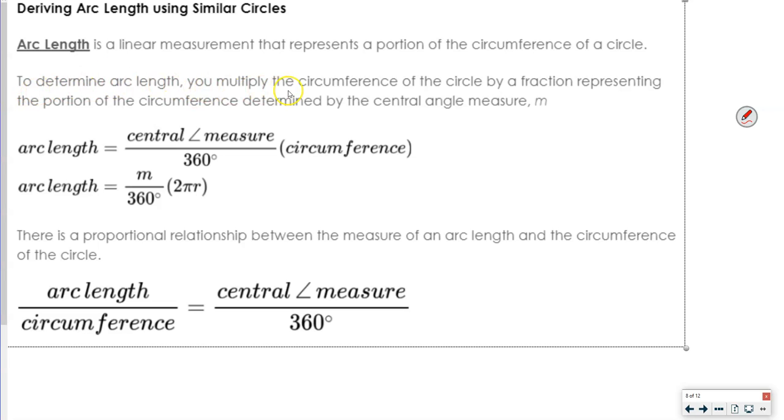It says to determine the arc length, you multiply the circumference of the circle by a fraction representing a portion of the circumference determined by the central angle measure M. So arc length is equal to the central measure divided by 360 times the circumference, okay? So arc length is equal to the measure of over 360 times 2 pi r, because that is the equation for our circumference. Now there's a proportional relationship between the measure of an arc length and the circumference of the circle. So the arc length over the circumference is also equal to the central angle measure over 360 degrees, right? So the arc length is part of the circumference. The central angle measure is part of the whole circle.